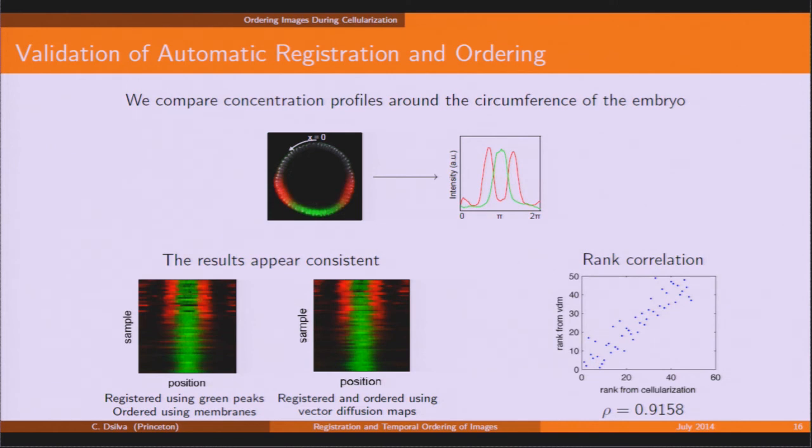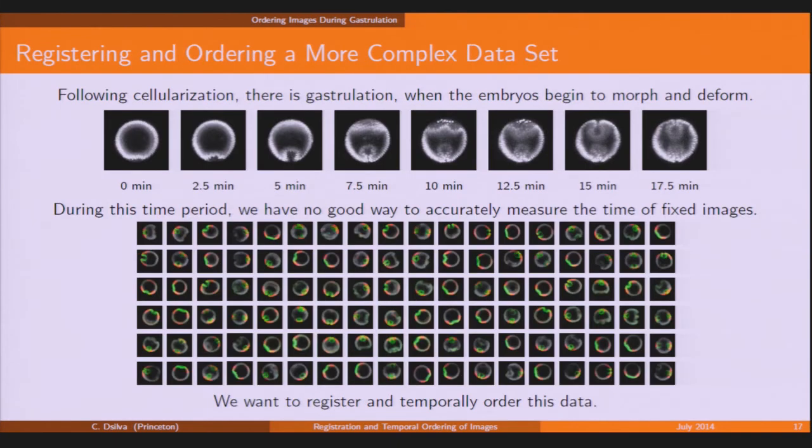And so the left is using the prior knowledge that I showed you on the previous slide, and the right here is done using vector diffusion maps, so automatically with no biological knowledge. And you can see the results are fairly consistent. You can also compute the rank correlation, which is basically how good the two orderings are, or how similar the two orderings are, and you get rank correlation of about 0.92, which is fairly high. So this was done, like I said, basically as a proof of concept for a data set that we already knew how to order using biological knowledge.